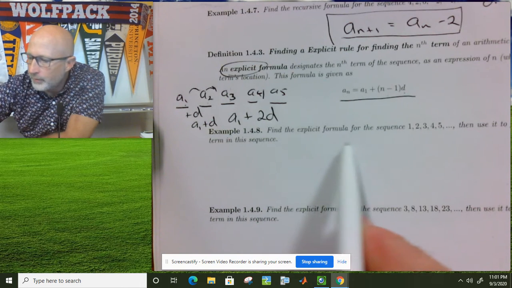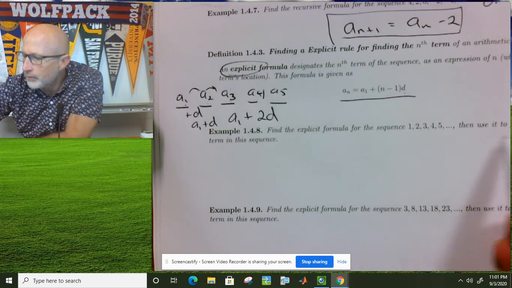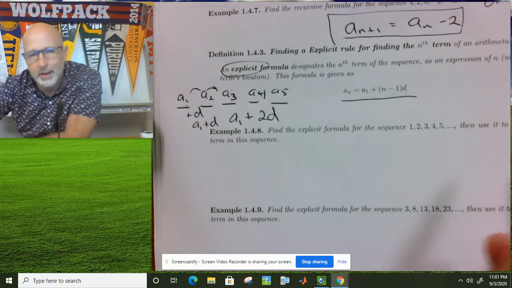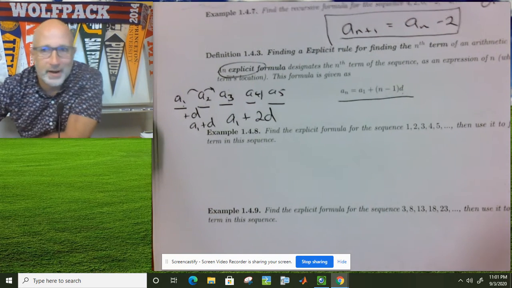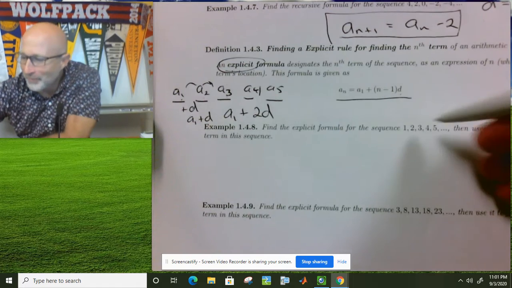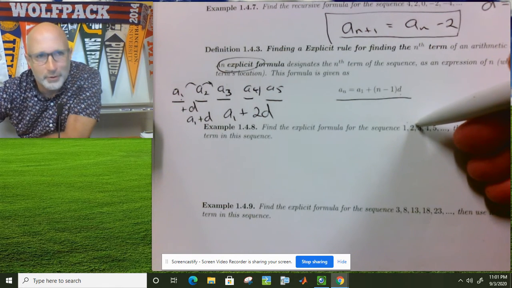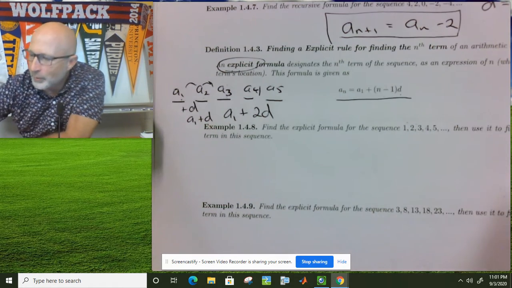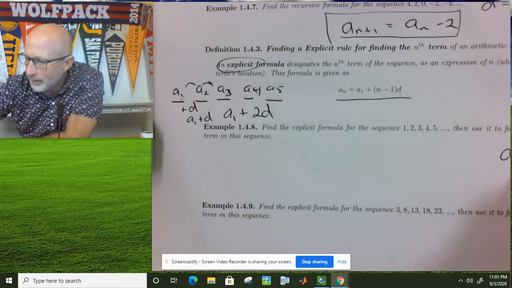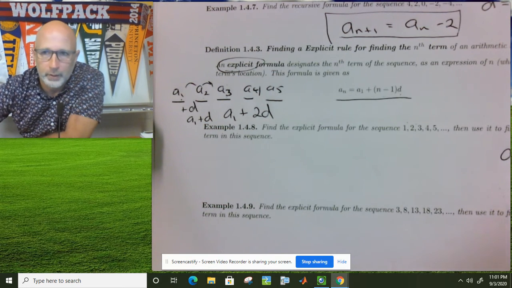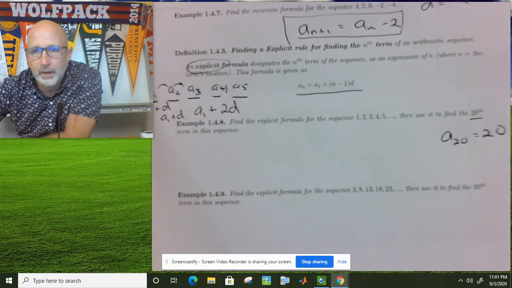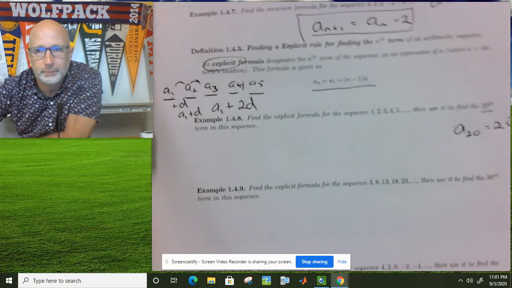Find the explicit formula for the sequence, then use it to find the 20th term in the sequence. Hopefully you should recognize what the 20th term is. The first term is 1, the second term is 2, the third term is 3. So in other words, A of 20 should be equal to 20.